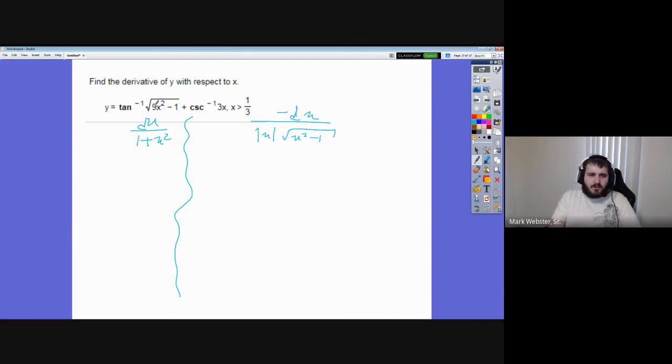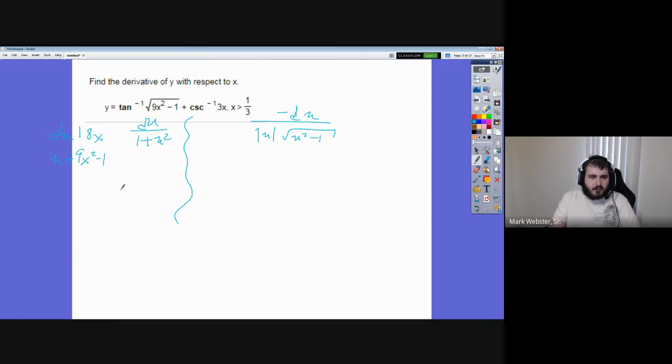So let's do two separate problems. Again, we're just going to do these two separate problems. We're going to do the tangent one, we're going to do the cosecant one, and then at the very end, we're just going to put a plus sign in between them and be done for the day, right? So let's do this. We've got our du is 18x, right? Our u was the 9x squared minus 1.